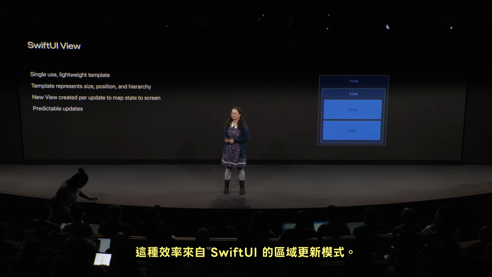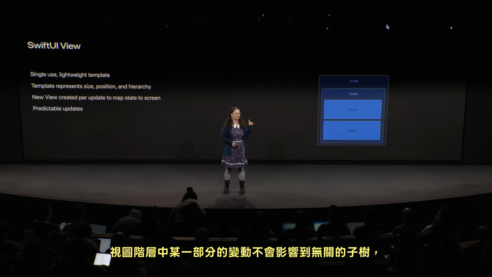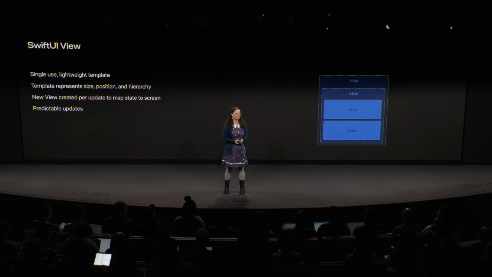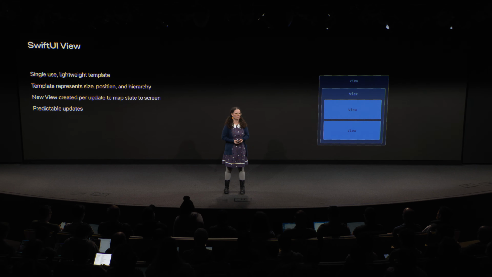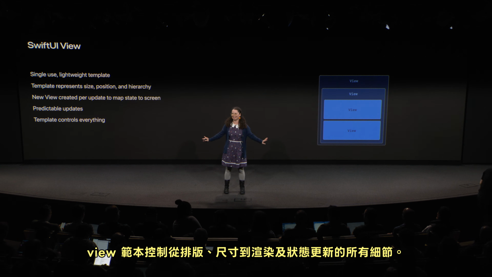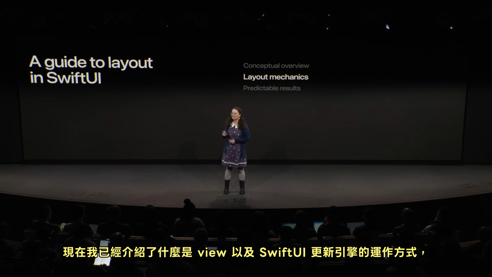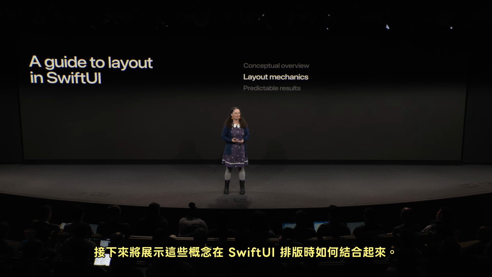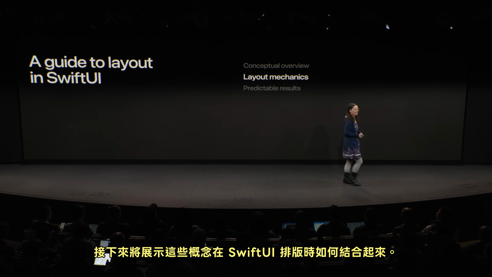This efficiency comes from SwiftUI's local update model. Changes in one part of the view hierarchy don't cascade to unrelated subtrees, so only the affected subviews are re-rendered. In SwiftUI, the view template controls everything, from positioning and sizing to rendering and state updates. Now that I've gone over what views are and how SwiftUI's update engine works, I'll show the mechanics of how these concepts come together when SwiftUI performs layout.